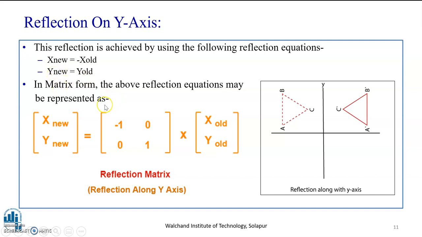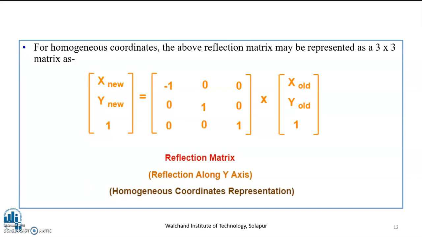In matrix form, the above reflection equation is represented as [x new, y new] is equal to [-1 0; 0 1] into [x old, y old]. So this reflection matrix is a 2 by 2 matrix along the y-axis. In a similar way as we have seen the homogeneous representation for reflection along x-axis, the reflection along y-axis is also represented using a 3 by 3 matrix as given here.